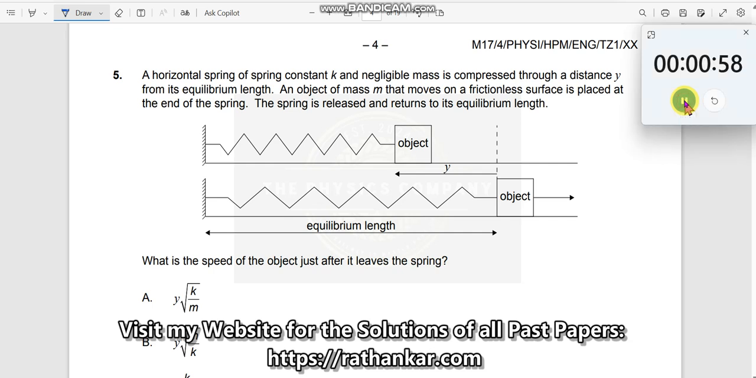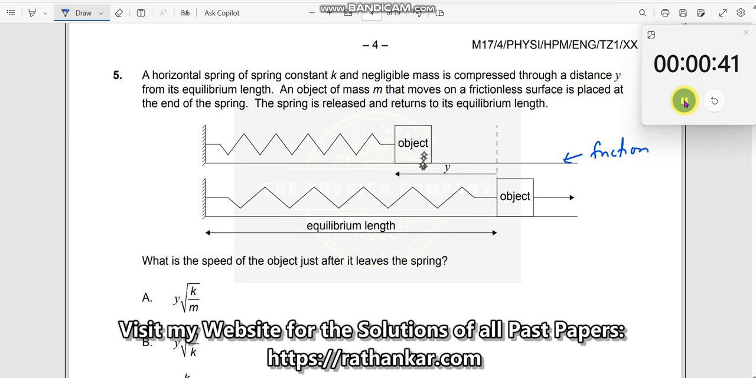Question number 5. A horizontal spring of spring constant K and negligible mass is compressed to a distance Y. Okay, you are compressing it like this. From its equilibrium length, an object of mass M that moves on a frictionless surface. So this object has no friction. Okay, it is placed at the end of the spring.